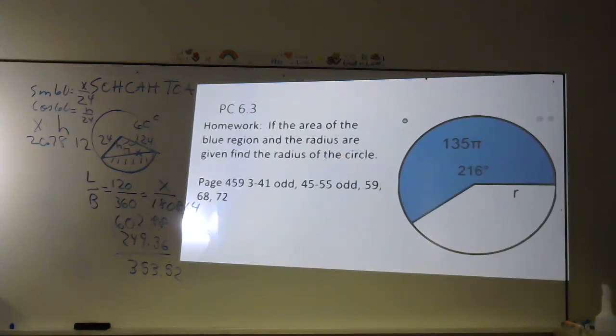Okay, homework. I've got another problem with a blue region where you're to find the radius of the circle, then some problems in the book.